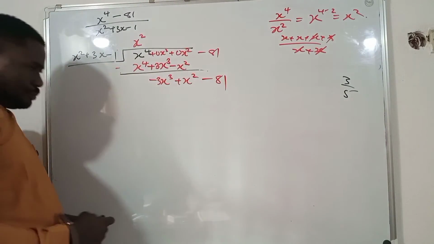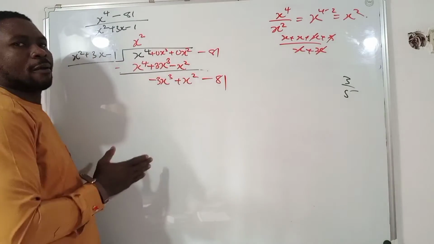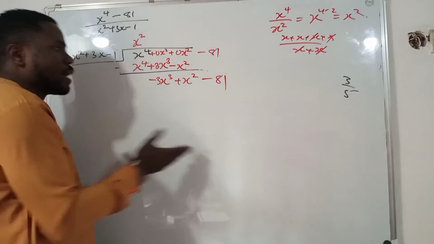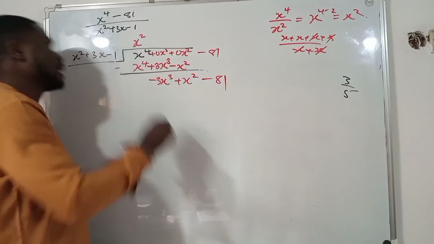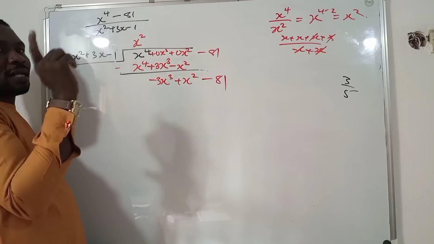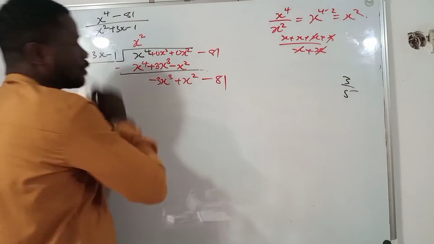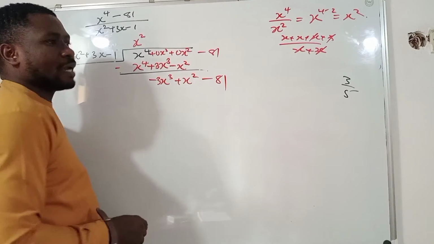You see. So at this point, I'll ask myself, do I stop here? I told you that you can only stop here if the power here is less than the power of the divisor. But what is the power of our divisor? The power of our divisor is x raised to power 2, while the power at this point is power 3. That means we have to continue to divide.